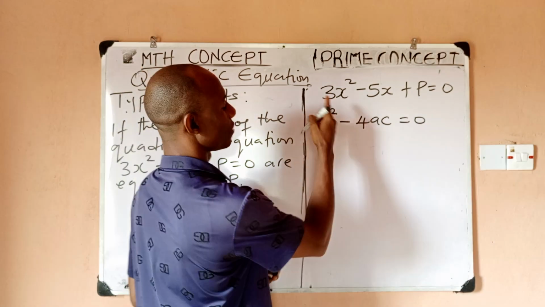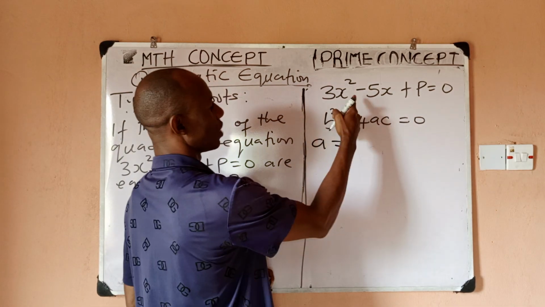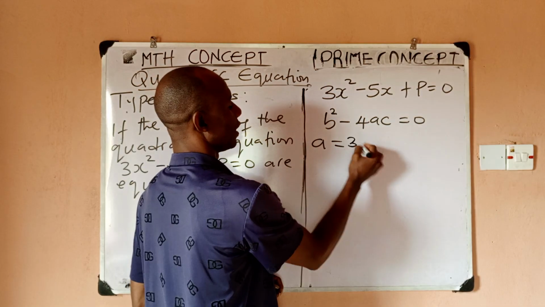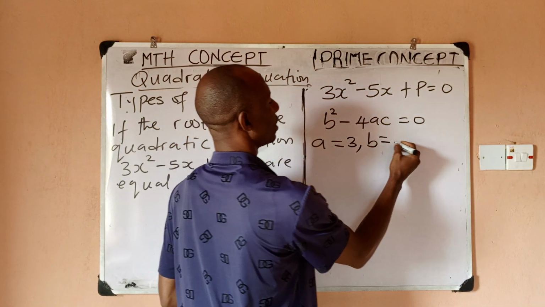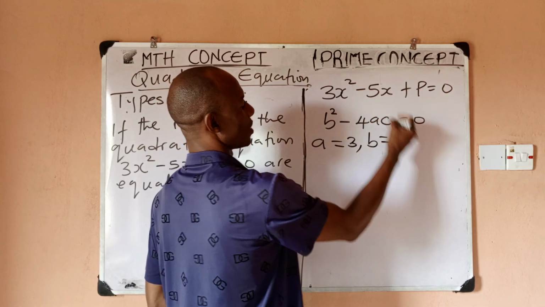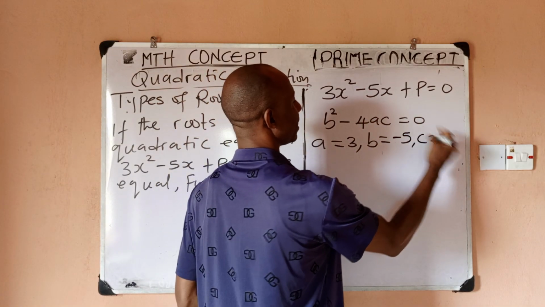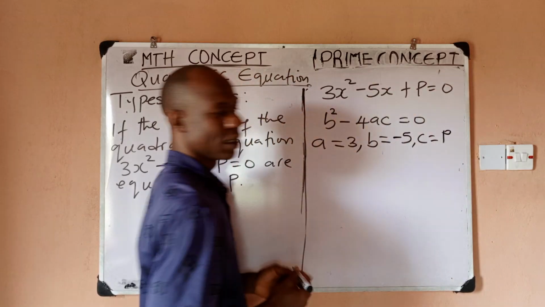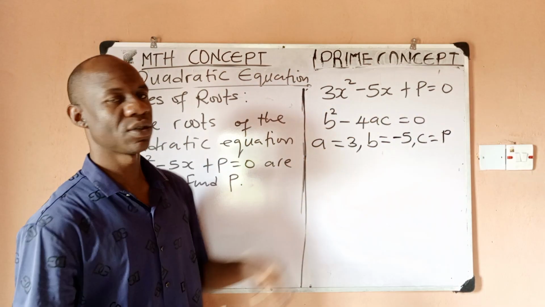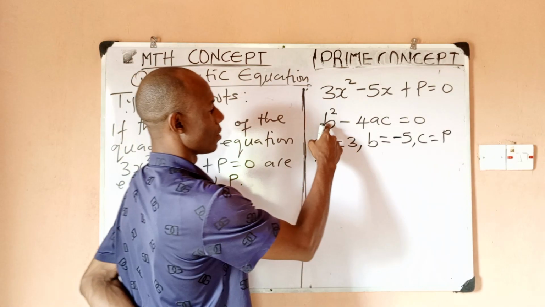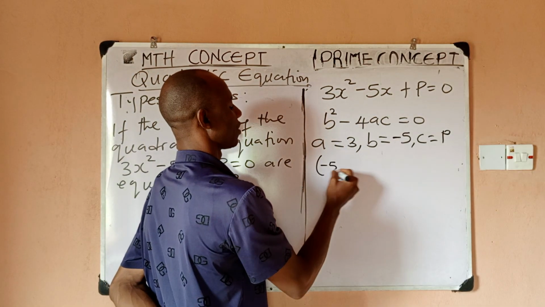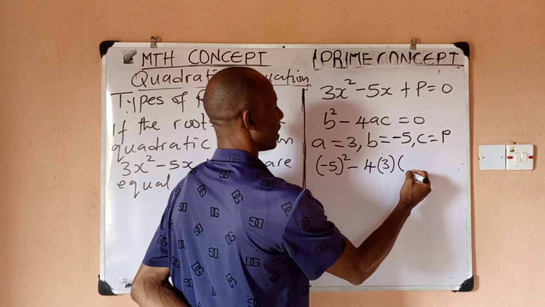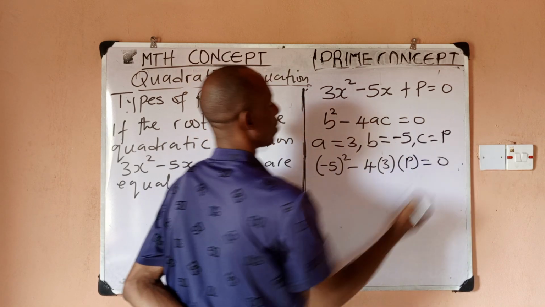So let's first of all identify our a from this equation. Our a is the coefficient of x squared, which is what? 3. Our b is the coefficient of x, which is what? -5. Our c is the constant that does not carry x, which in this case is what? p. So I'm going to directly substitute into this formula. So my b is -5 squared minus 4 into a, which is 3, and then c, which is p. Then this should be equal to 0.